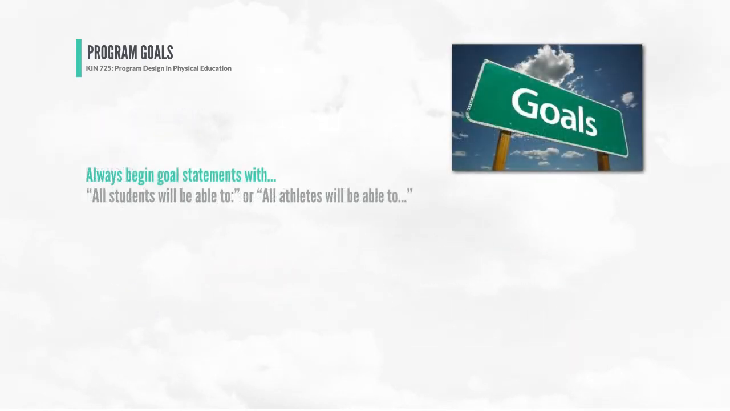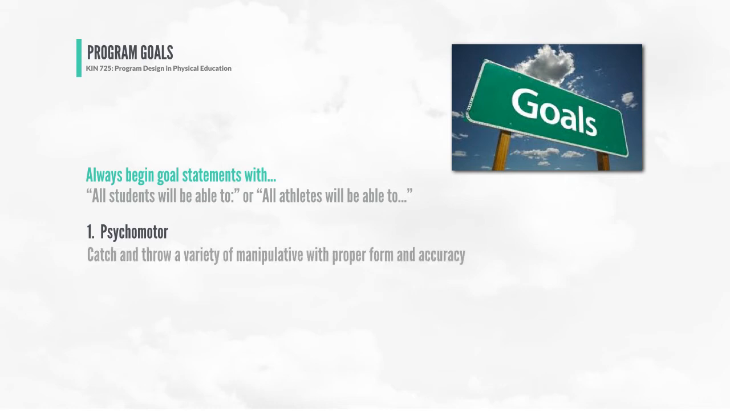Now, to make your goal statements, you have to make them student or athlete focused. So they should all begin with the phrase, all students will be able to, or all athletes will be able to. Then you're going to develop a goal statement from the list you made within each domain. For teachers, if you were developing a goal statement for the psychomotor domain, since this is addressing physical skills, one of our goals can say, all students will be able to catch and throw a variety of manipulatives with proper form and accuracy. This is a nice, broad, and general statement we can use for one of our program goals.